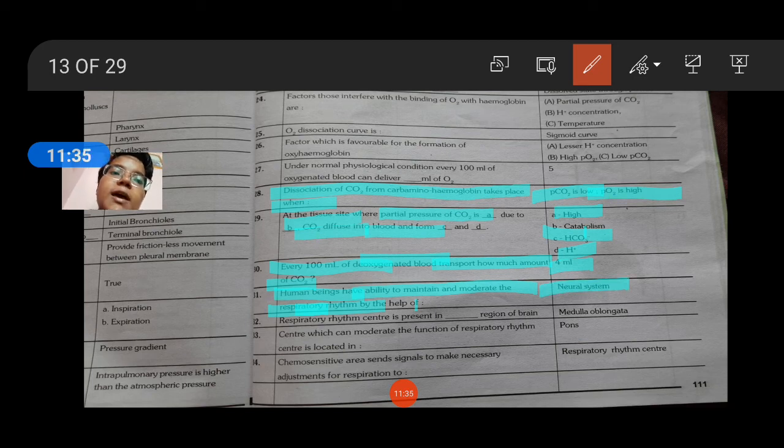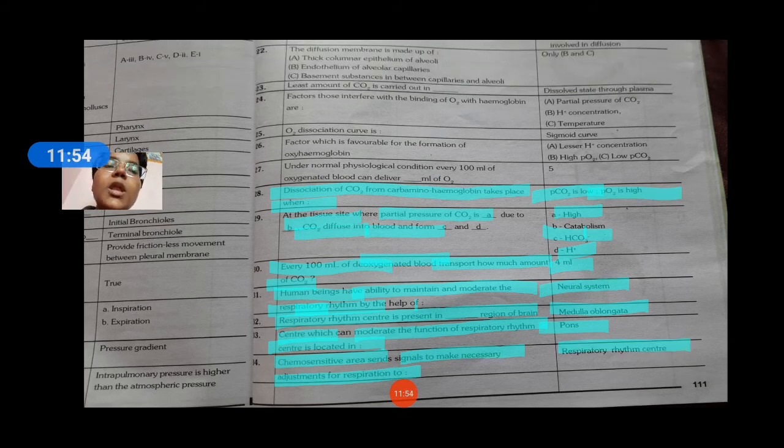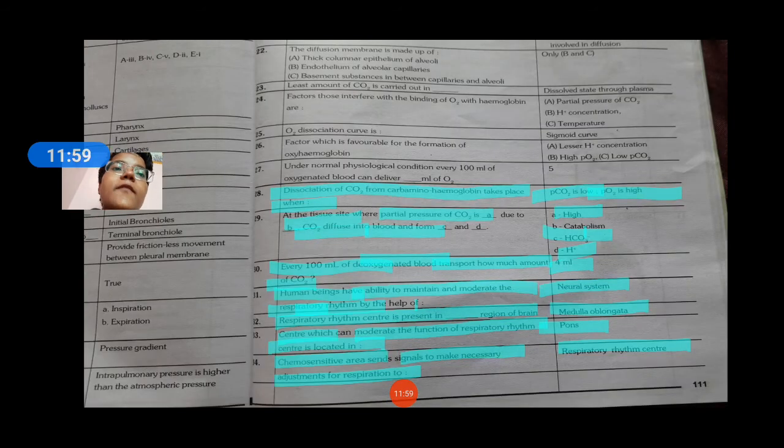Human beings have the ability to maintain and moderate the rhythm of respiration with the help of the neural system. The respiratory rhythm center is present in the medulla oblongata. The center which can moderate its function is located in the pons. The chemosensitive area sends signals to the respiratory rhythm center to make necessary adjustments for respiration. The least amount of CO2 is carried in dissolved state through plasma.